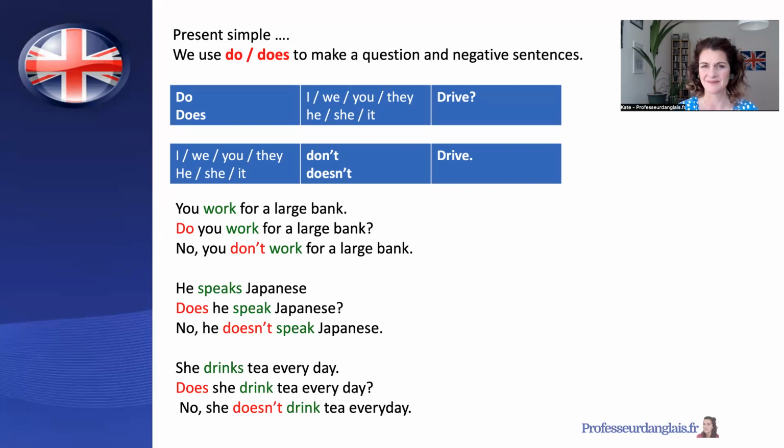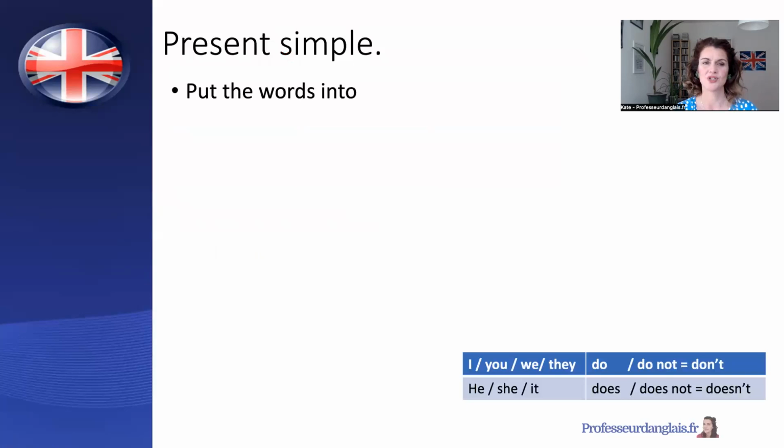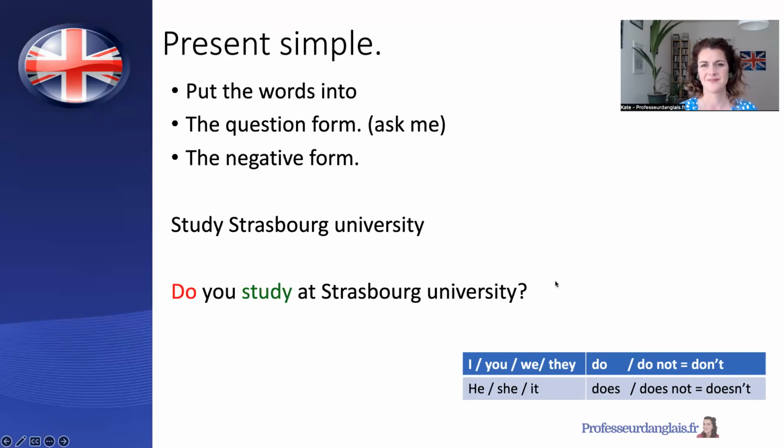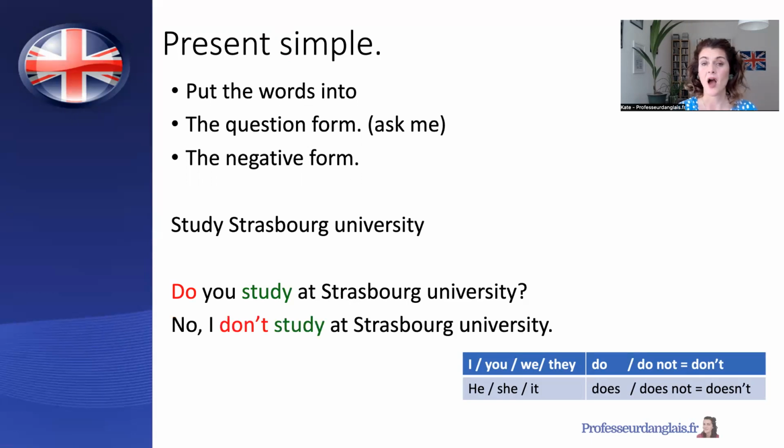Okay, now it's your turn. So here I want you to put the words into the question form, ask me, and the negative form. The statement is study Strasbourg University. Can you ask me a question using these words? Do you study at Strasbourg University? Now I want you to use these words to make a negative sentence. No, I don't study at Strasbourg University.